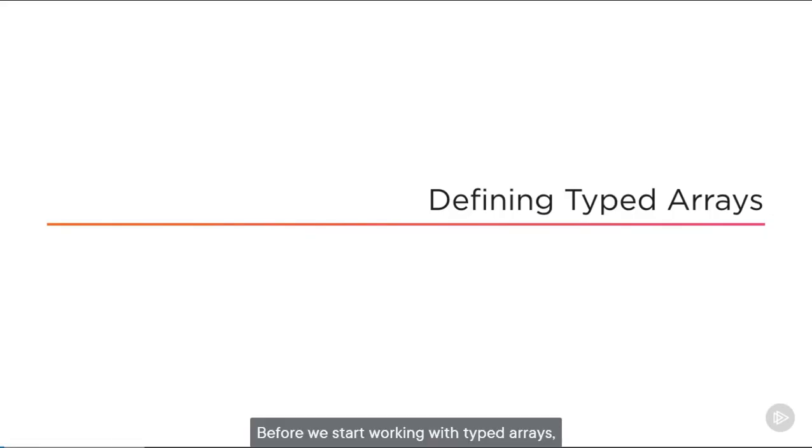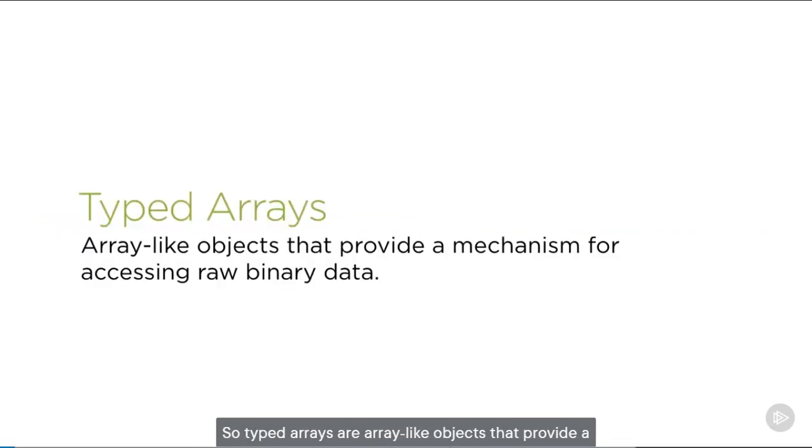Before we start working with typed arrays, let's define what typed arrays are. Typed arrays are array-like objects that provide a mechanism for accessing raw binary data. And you can get straight to this data, so you can actually work with it quicker and easier. If you're working with a web app that has to do with a lot of data, then typed arrays may be a good source for you.